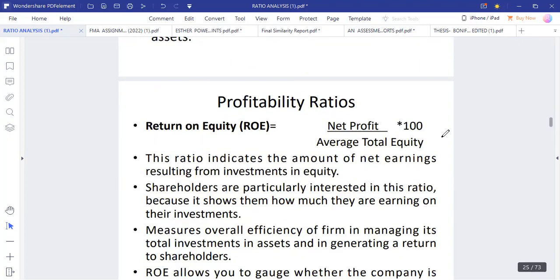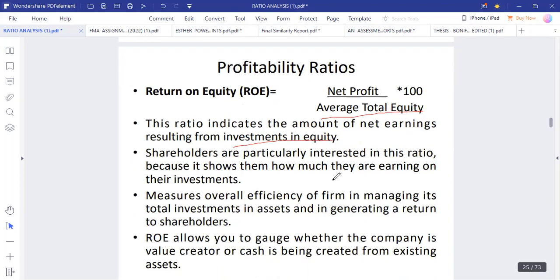Return on equity. Equity is simply the owners' investment through the shareholding. It indicates the net earnings resulting from the investment of equity. Shareholders are interested in this ratio because they want to know how much they'll be earning in terms of their investments, which are shares. This ratio is very important to the shareholders or external users of accounting information because it allows them to gauge whether the company is creating value or not.